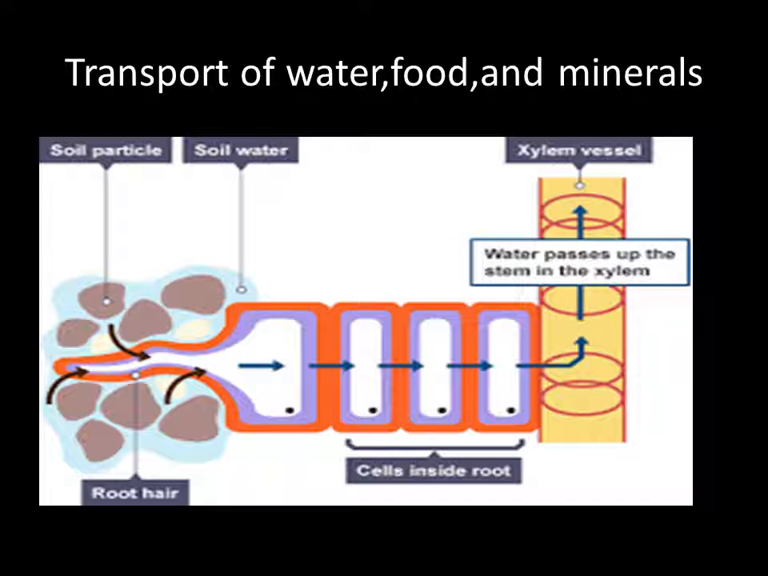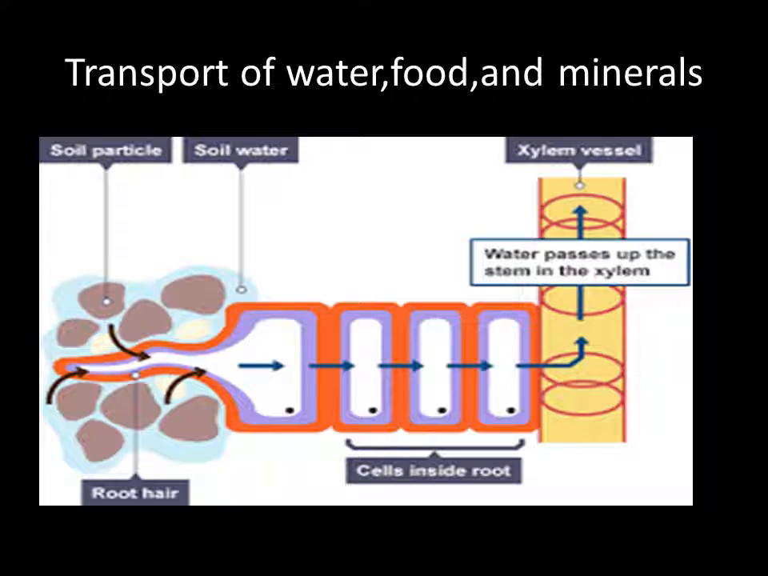So the roots have root hairs. You can see the root hairs, which increase the surface area for the absorption of water and minerals dissolved in water. The root hairs come in contact with the water present between the soil particles. So you can see from the diagram that the root hairs are coming in contact with the soil particles, and the water moves from the root hair to the xylem in the root.